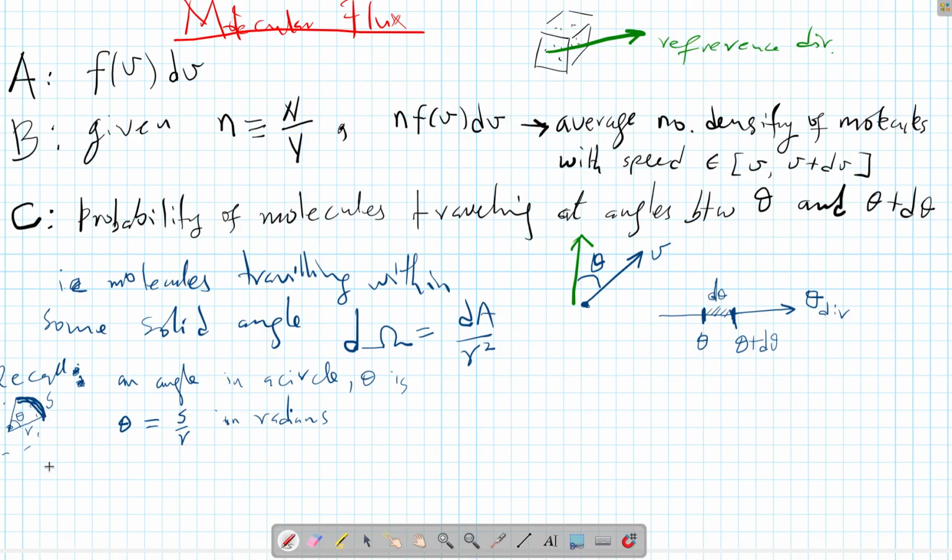So maybe I can write theta for a complete cycle is going to be the circumference, the length of the arc, so 2 pi r divided by r. This is how we derive this to be 2 pi radians, right? So this is one thing to recall.